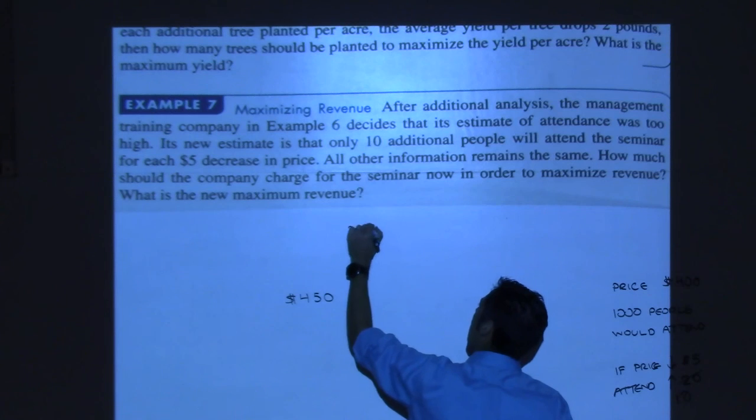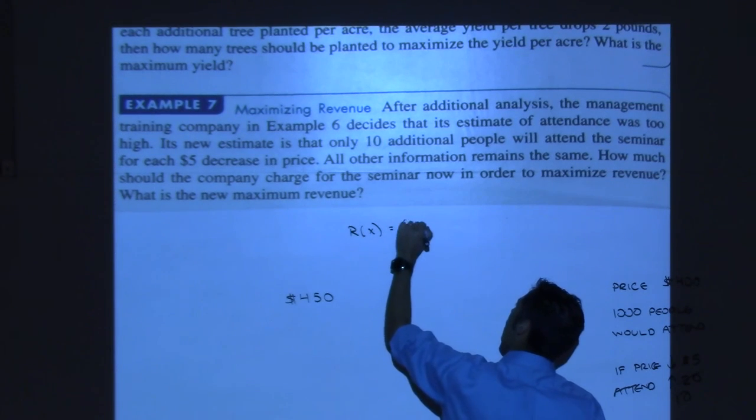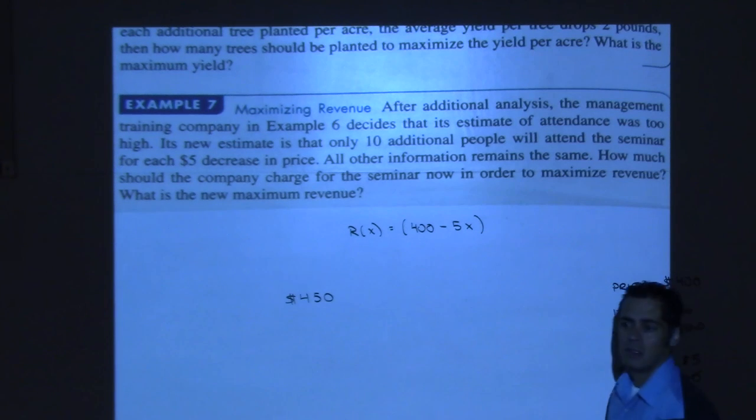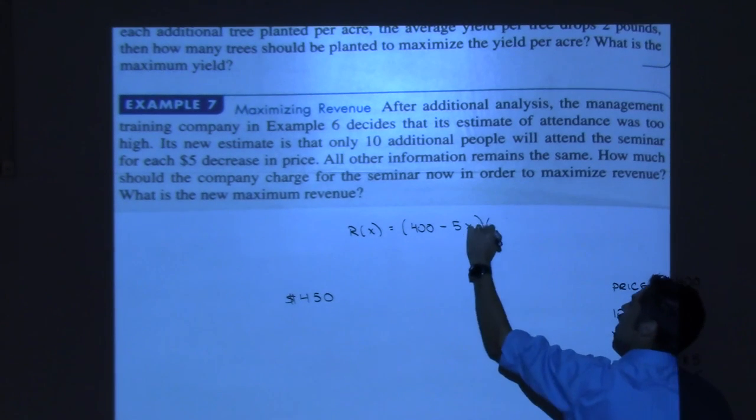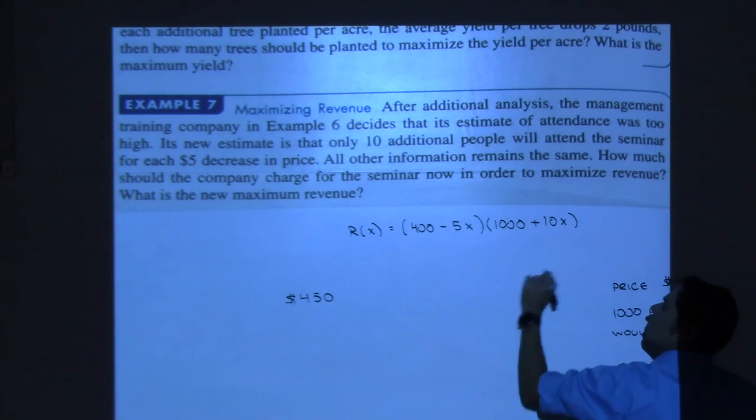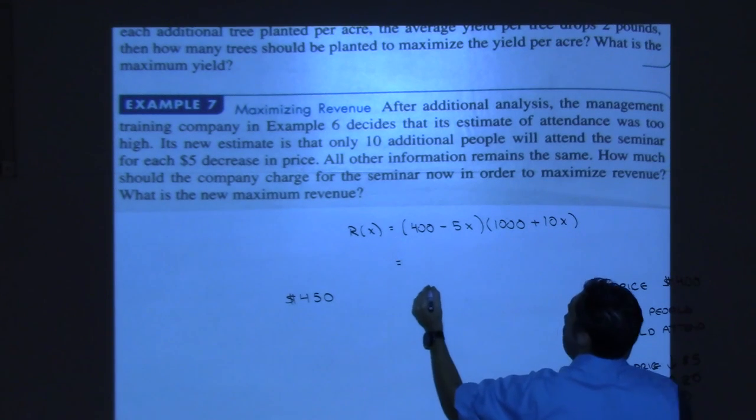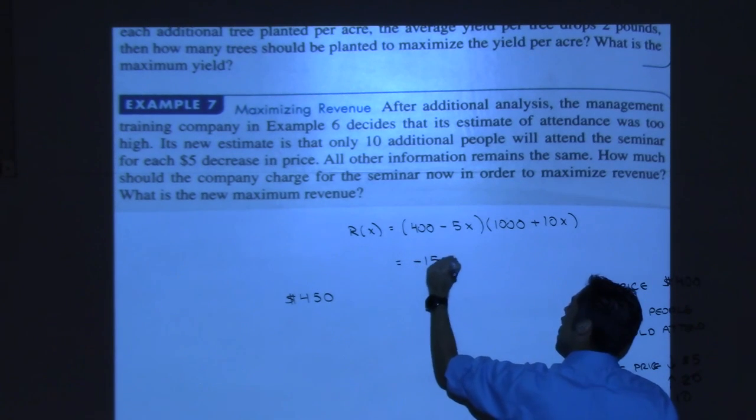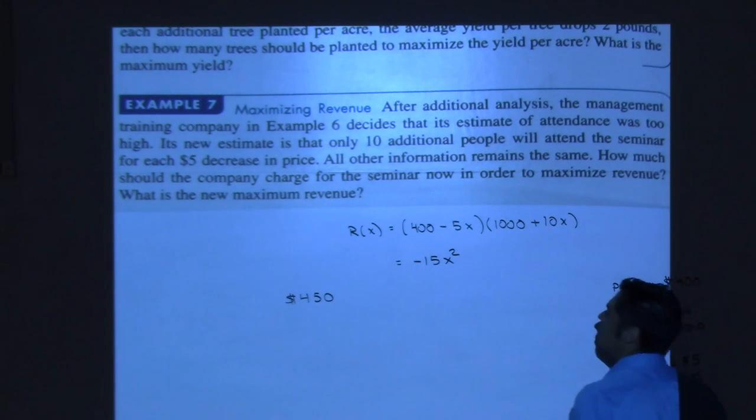How is it different than the last one? It's 400 minus 5x. That stays the same, right? But then the next part should be 1,000 plus 10x. And when you multiply this out, you should get negative 15x squared. What's the middle term?